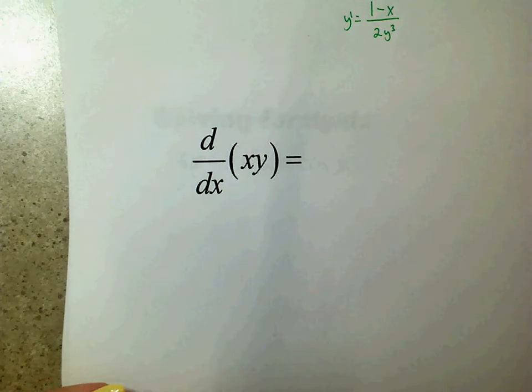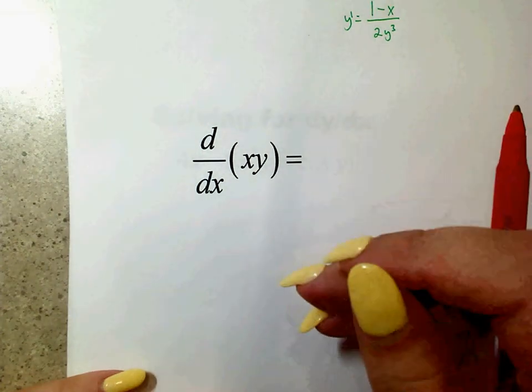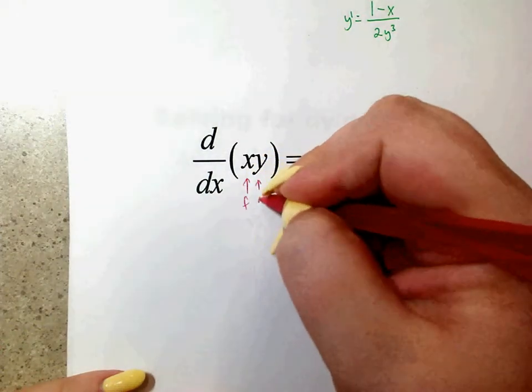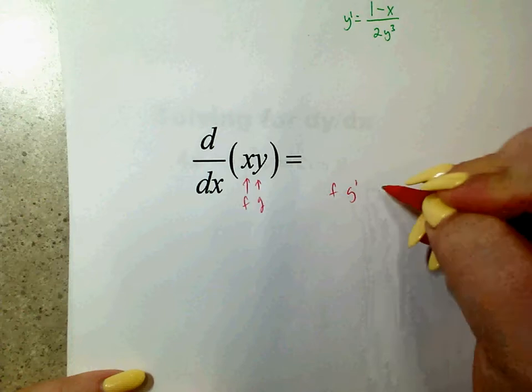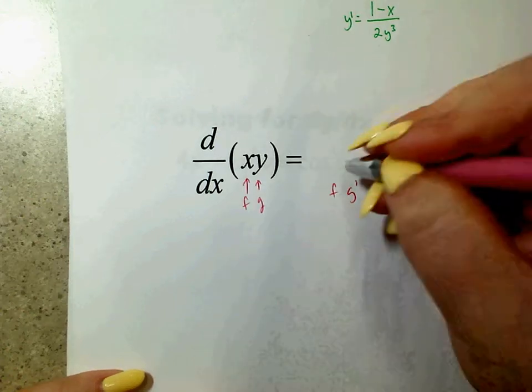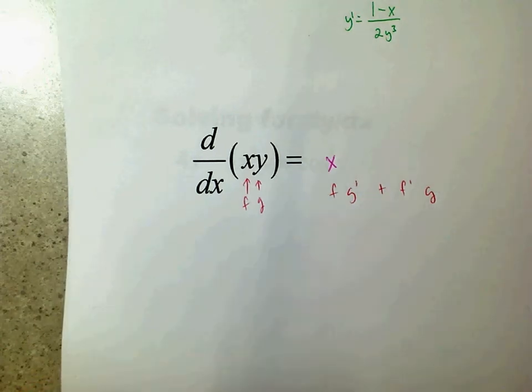All right, so the derivative of x times y with coefficients in front of it pops up all the time. So you just got to remember that this is a product rule. So f g prime plus f prime g. F is x, and g prime is the derivative of y.